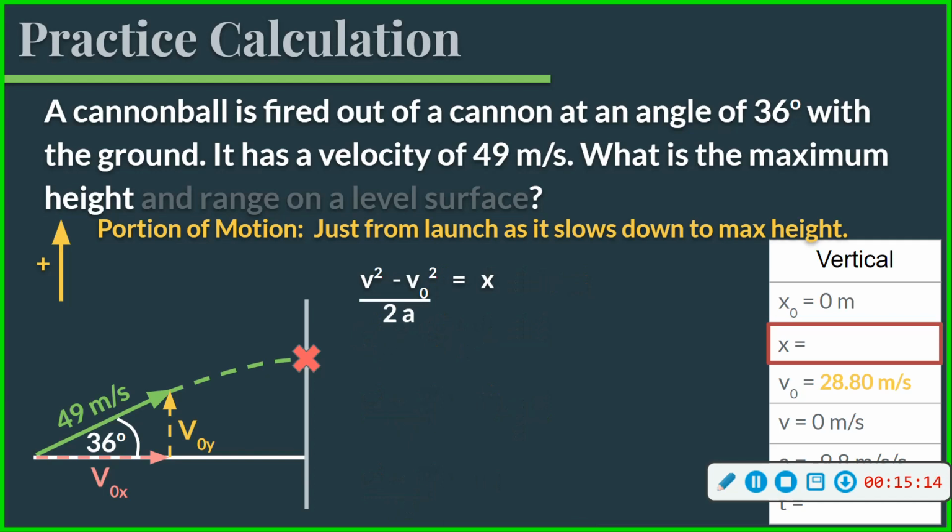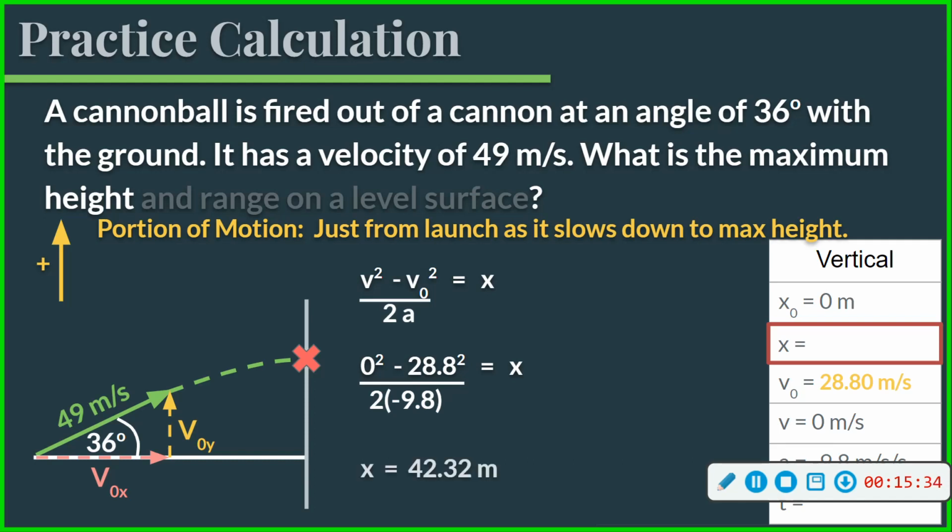Now we just got to plug in some values. It's time to substitute. So V final squared is 0, so that's easy. V initial, 28.8 squared. And then we have 2 times minus 9.8, remember, downwards.